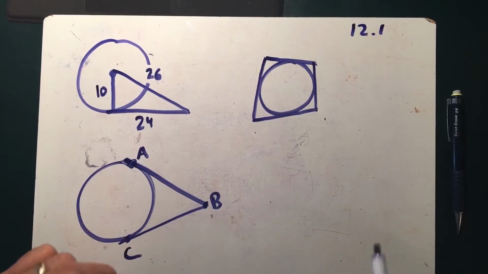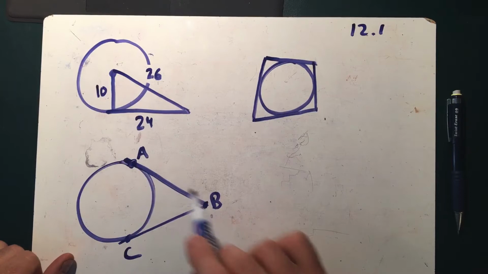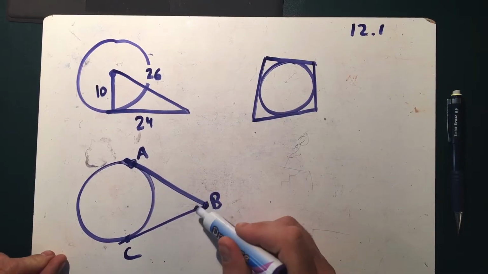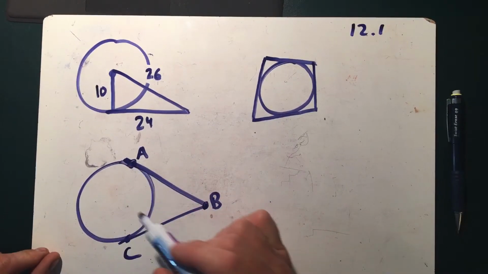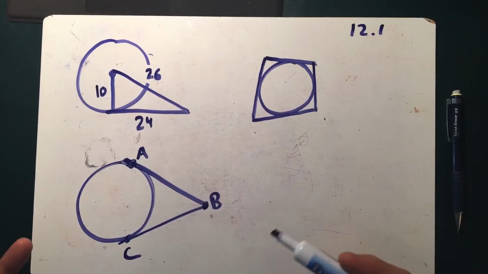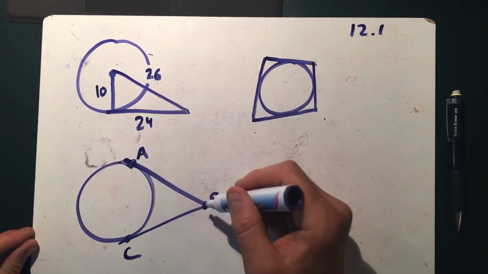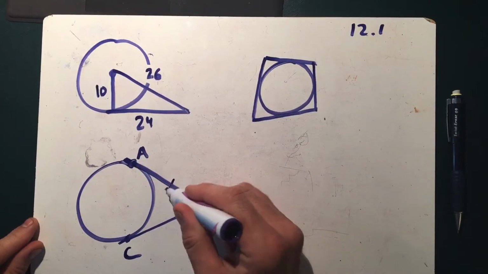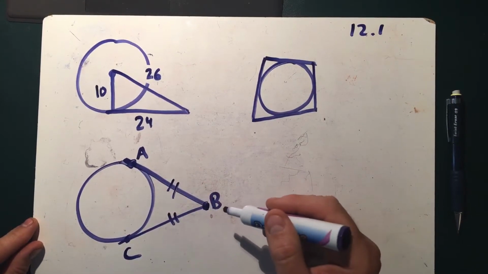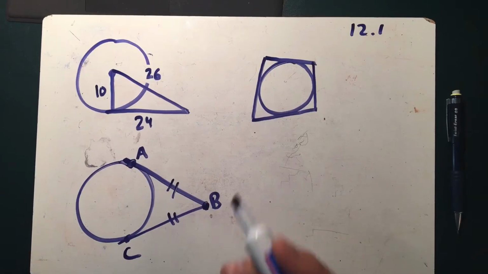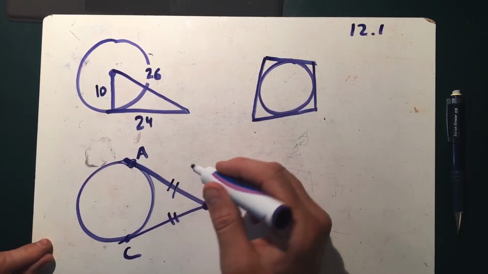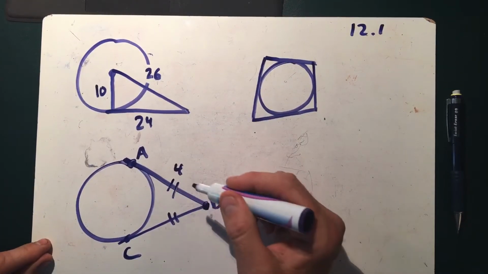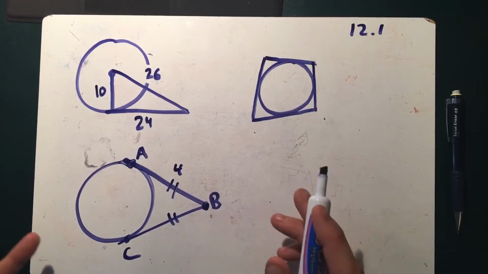Okay, the new idea for today is if two tangents come from the same point to the same circle, the two tangents are congruent. Isn't that cool? That's it. So if you start with a point B and you draw this tangent, you draw this tangent, what do you know? These have to be the same. So AB is the same as BC. That means if somebody went, these are both tangents and this is 4, how long is BC? 4.